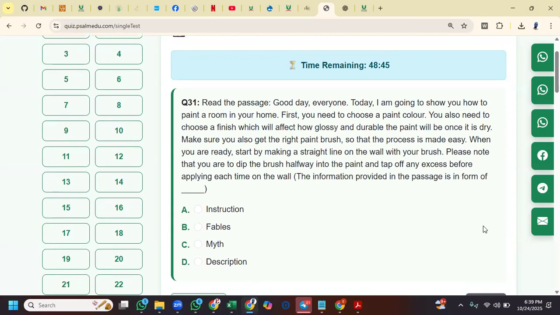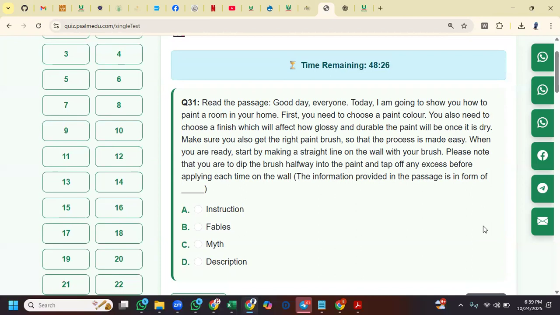They say, read the passage. Good day, everyone. Today I'm going to show you. In fact, that show you means that the person wants to expose you to something that you don't know before. If they ask you this kind of essay now, what kind of essay it is, don't worry, we have not done it. We'll get there in next class or so.